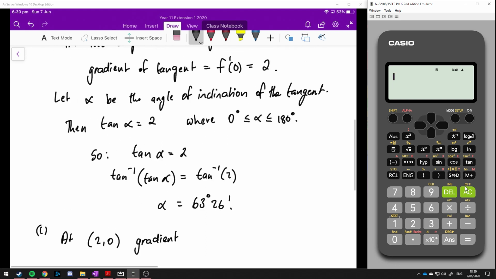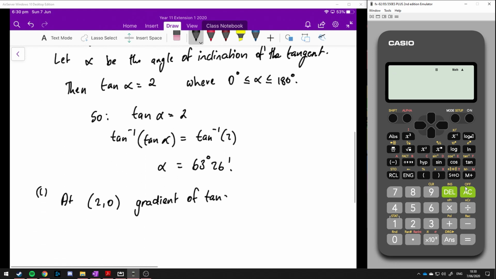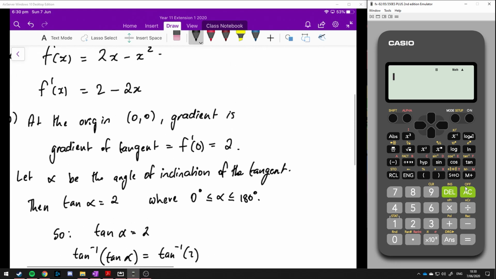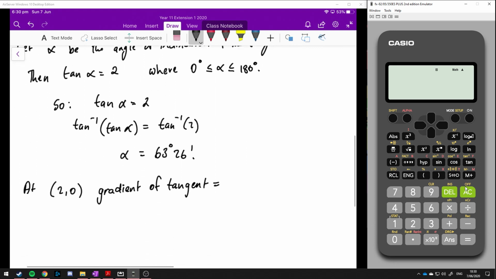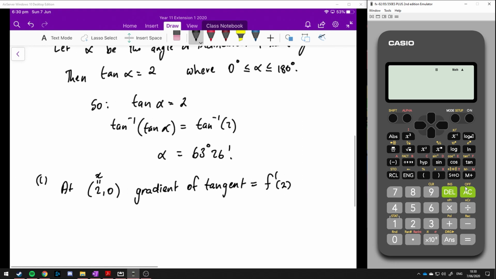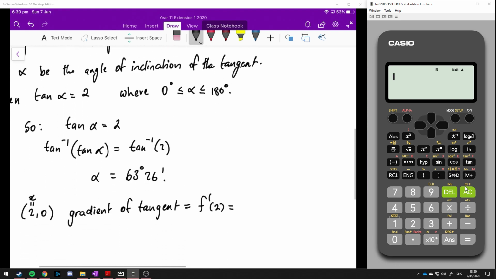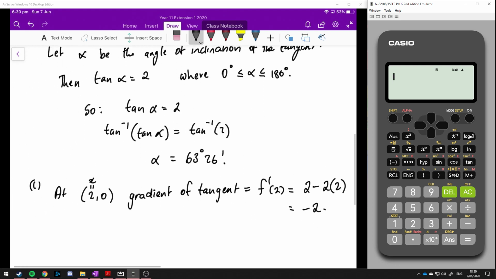So the gradient, let me just double check, yep. The gradient of the tangent is equal to, and we're going to substitute into our derivative, f dash of x, and this time we're doing it where x is equal to 2. So my derivative at x equal to 2 becomes 2 minus 2 lots of 2, so that is equal to -2. Pretty easy, that one.